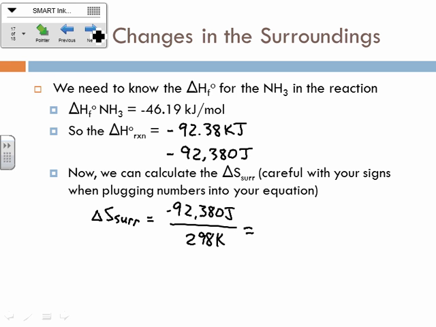And technically, this is joules per mole again. Okay, so negative 92,380 divided by the 298 K, that gives us an entropy change of negative 310 joules. And again, because this is entropy, joules per mole times Kelvin would be our units here. Maybe I should put per mole here, because then it makes sense when we actually divide it.